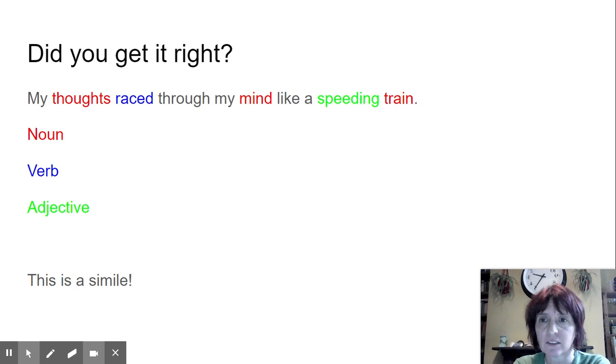Now, I've said this is a simile, which is very interesting, because certainly like a speeding train is a simile because I'm saying my thoughts are like a speeding train. I'm comparing my thoughts to a speeding train. So that part is a simile, but I've only just noticed, stupidly, that it says my thoughts raced through my mind like a speeding train. Of course, thoughts don't really race. Thoughts can't run, they haven't got legs. So actually, that is a metaphor as well.